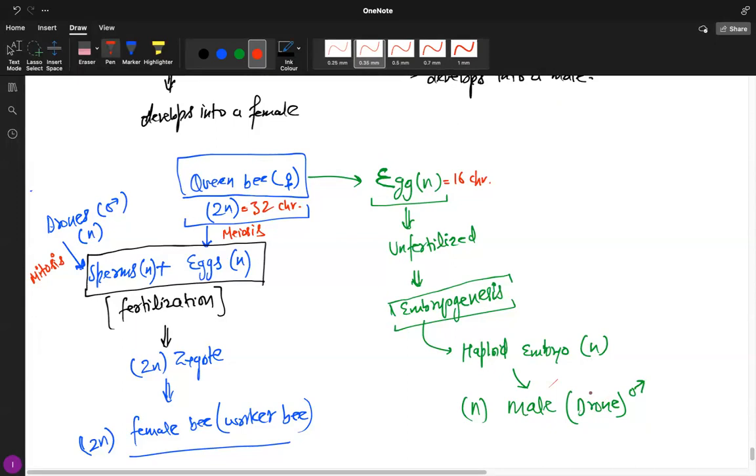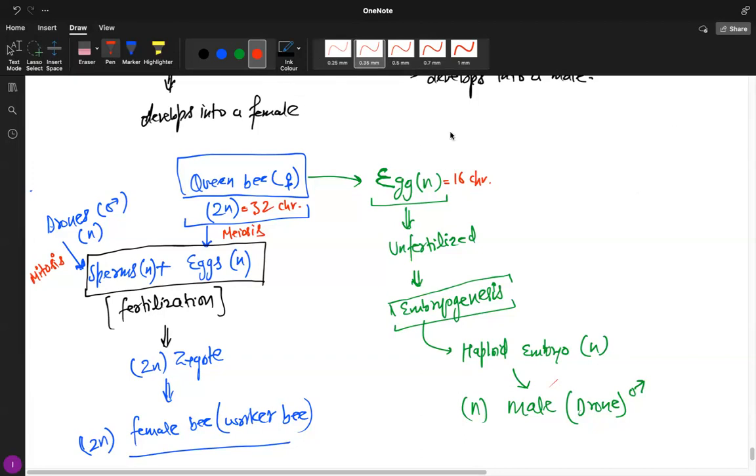So this is how a male is formed. It is always haploid and unfertilized, and the female is always diploid and fertilized. Is this process clear to all of you, Rabia, Parker, Mariam, and Aisha? Yes, sir.